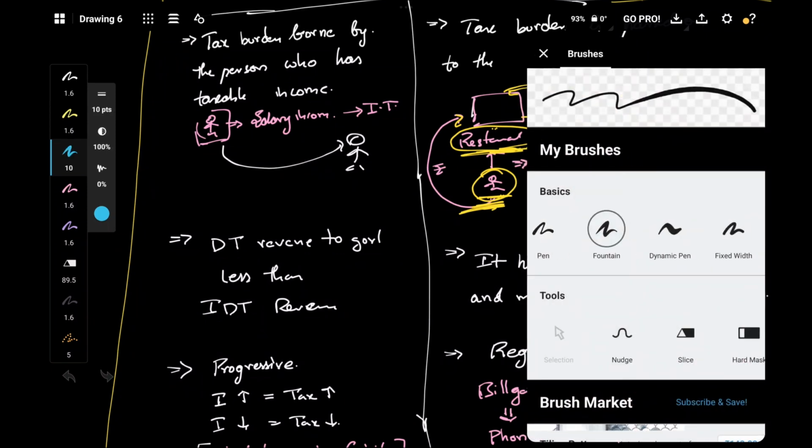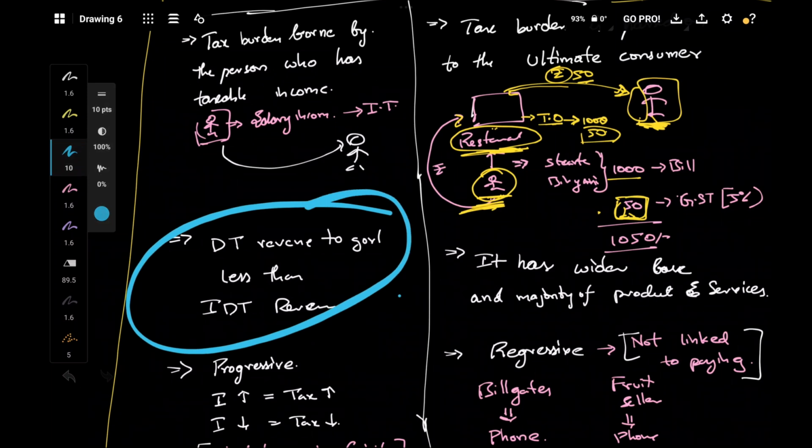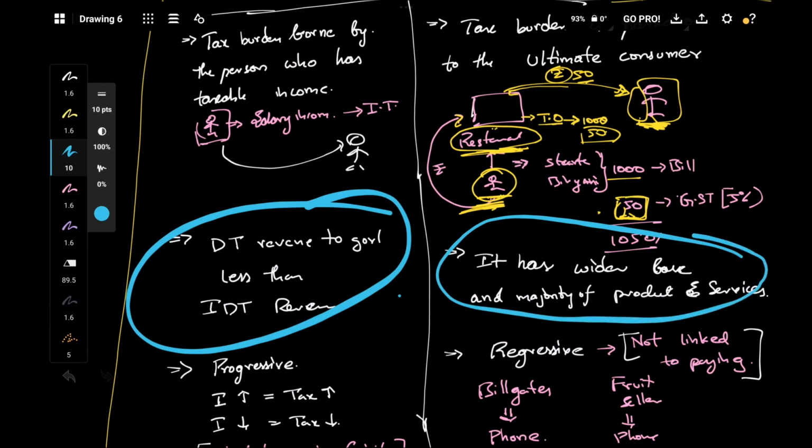So DT revenue to government is less than IDT revenue. IDT has a wider tax base, and DT revenue to government is less.